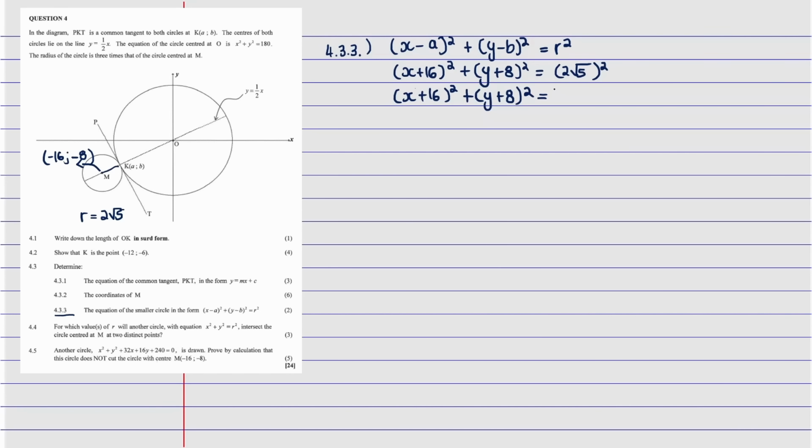Which is going to give us 20. So this is the equation of this smaller circle.